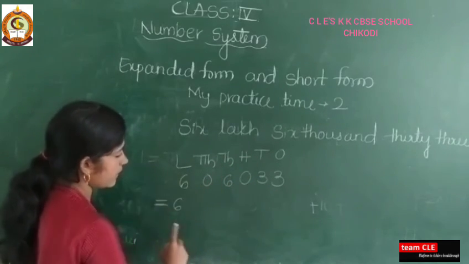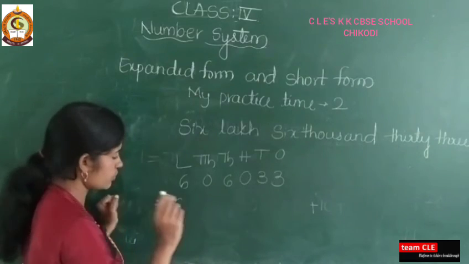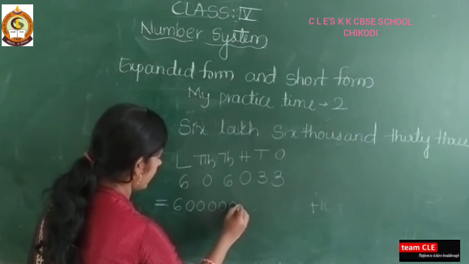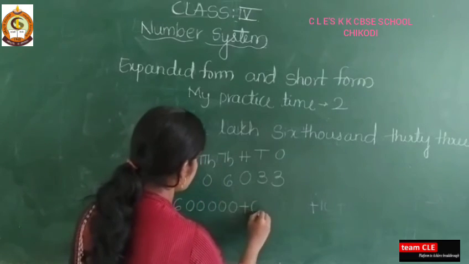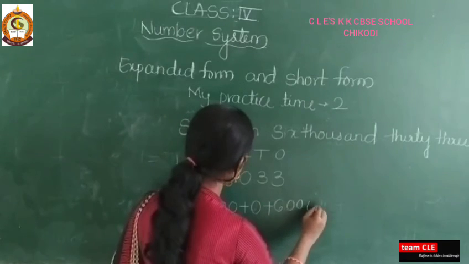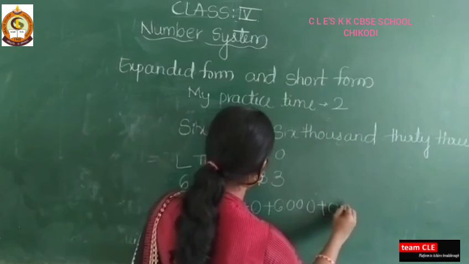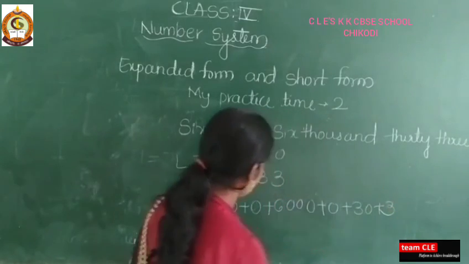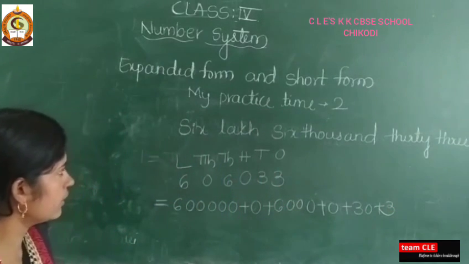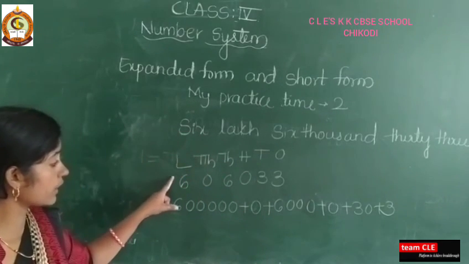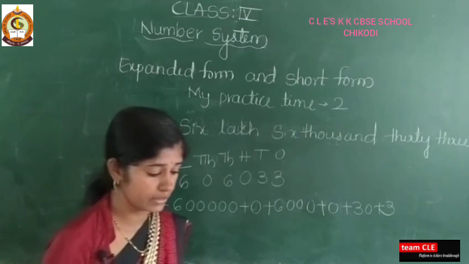So how to write its expanded form? 6 is there in lakh place. Already I told, in 1 lakh 5 zeros will come, 1, 2, 3, 4, 5. Next 0 in 10,000 place means 0. 6,000, 6 and 1, 2, 3 zeros. Next 0 hundreds. Next 3 tens means 30. 3 ones means 3. Okay, so this is the way we are writing the number. Here they gave in words, I wrote in numerals, and now I expanded the number.